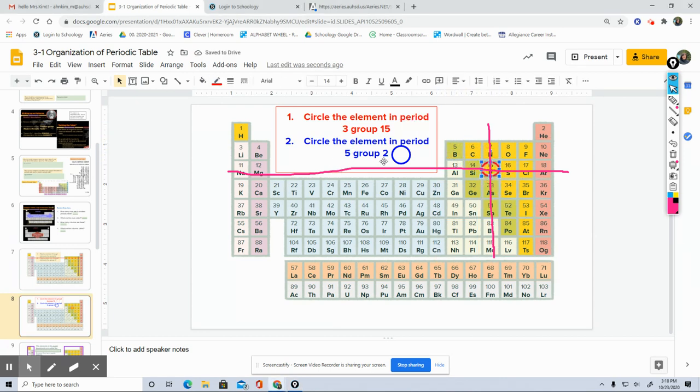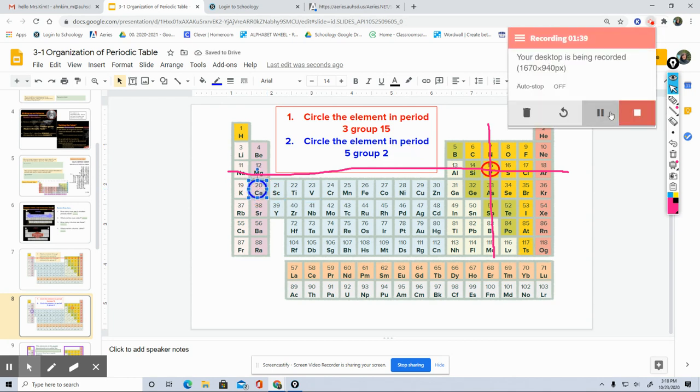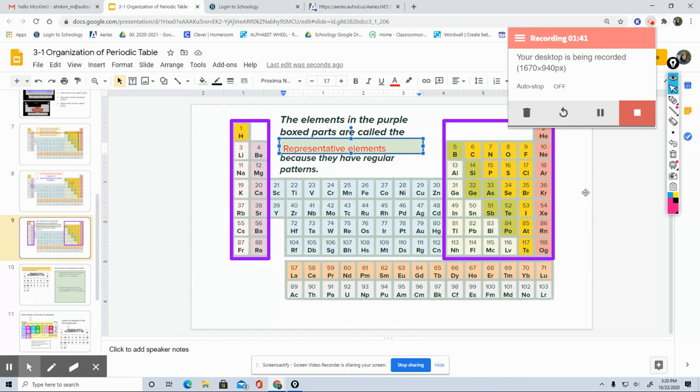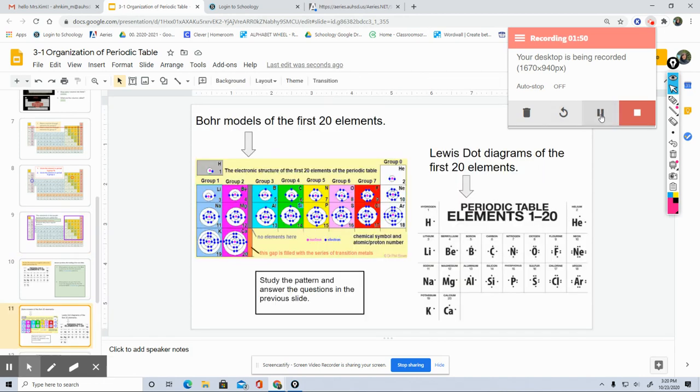Number 2, circle the elements in period 5, group 2. So using the same logic, period 5 is the fifth row, and group 2 is the second column. Okay, the elements in the purple box are called representative elements because they have the regular patterns.